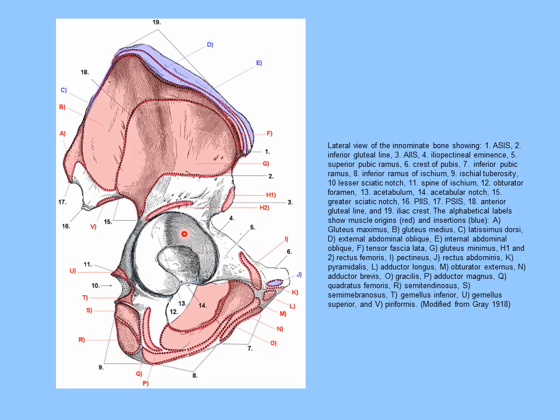The acetabulum is the spot where the femur articulates. The opening in the acetabulum is called the acetabular notch. As we'll soon see, this notch is closed by a ligament called the transverse acetabular ligament.